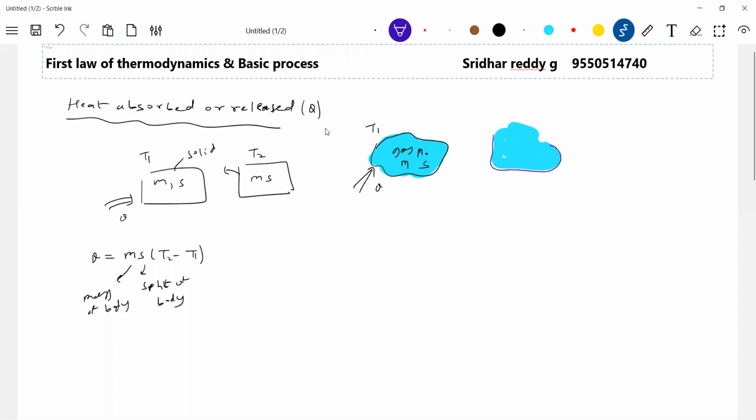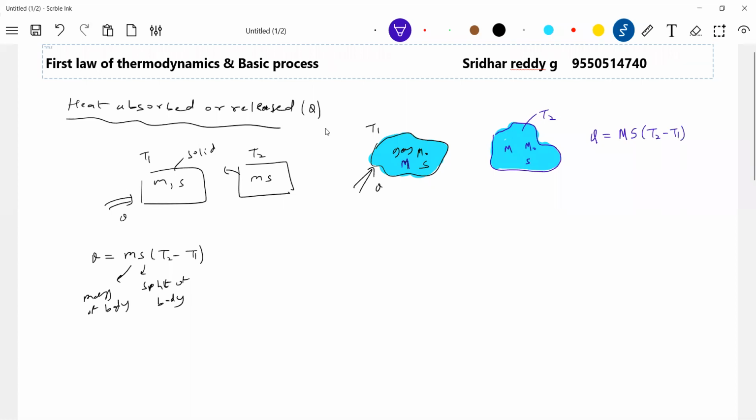Use the same formula. Let's see how far this formula is going to help us. The mass will remain the same as it is. Capital M we were using, no? M naught S. The final temperature, let it be T2. Then what is the formula here? Q equals mass of gas into specific heat of gas into change in temperature.